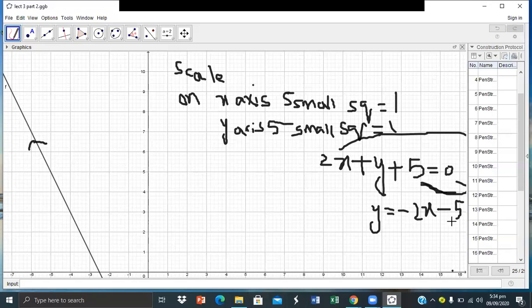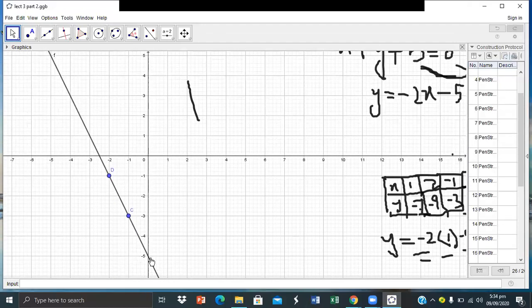And you can see that this line will intersect the y-axis at minus 5. Because we get minus 5 as an intercept, you can see that it intersects the y-axis at minus 5. So all these things are very important for MCQs that you need to remember.